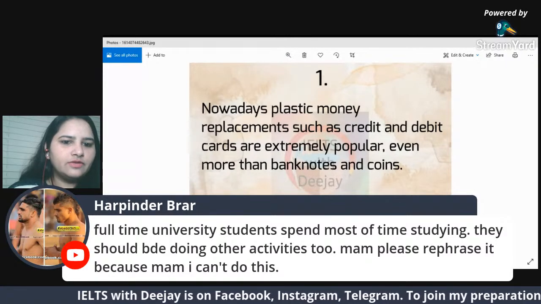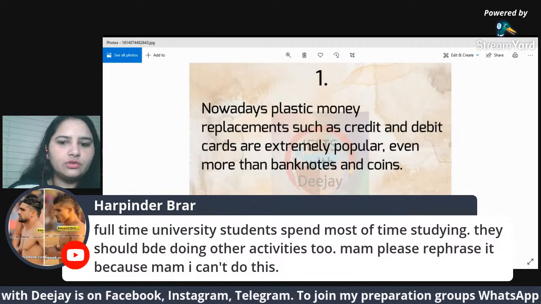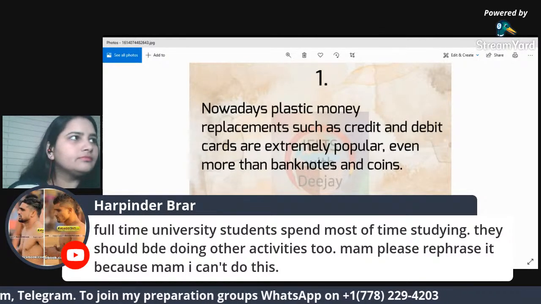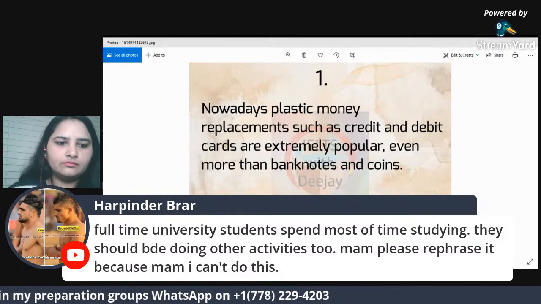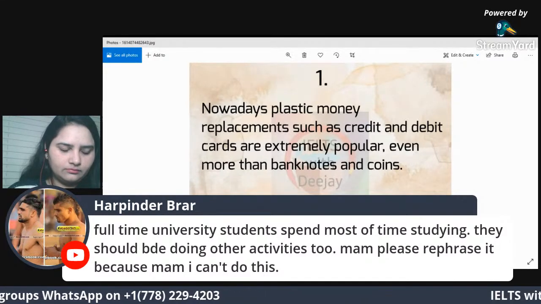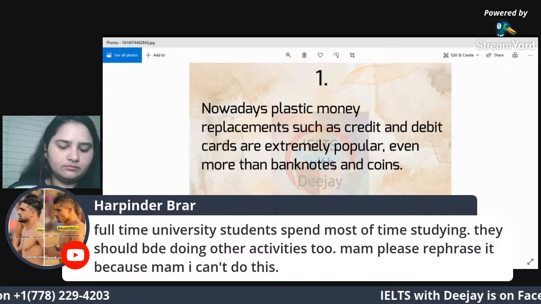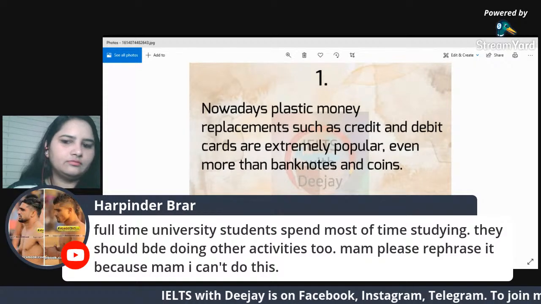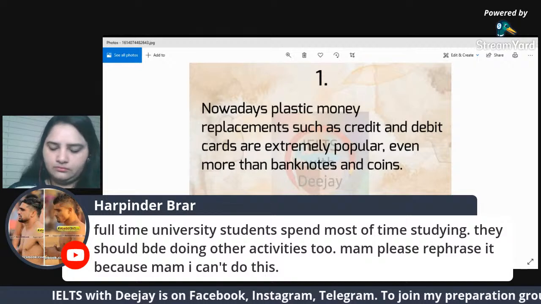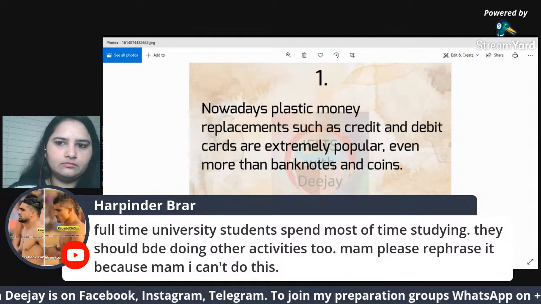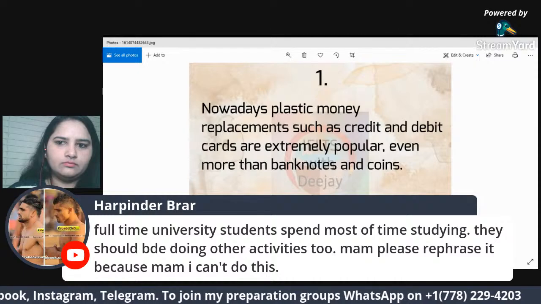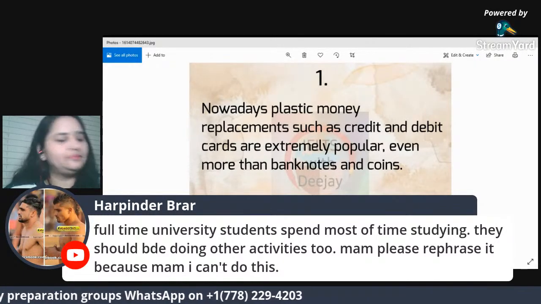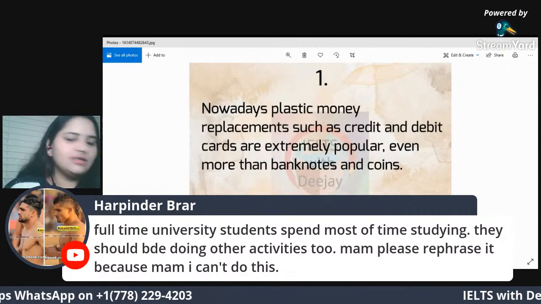Paraphrase this one, this first sentence, full-time university students. How will you paraphrase this one? Do it fast, guys.